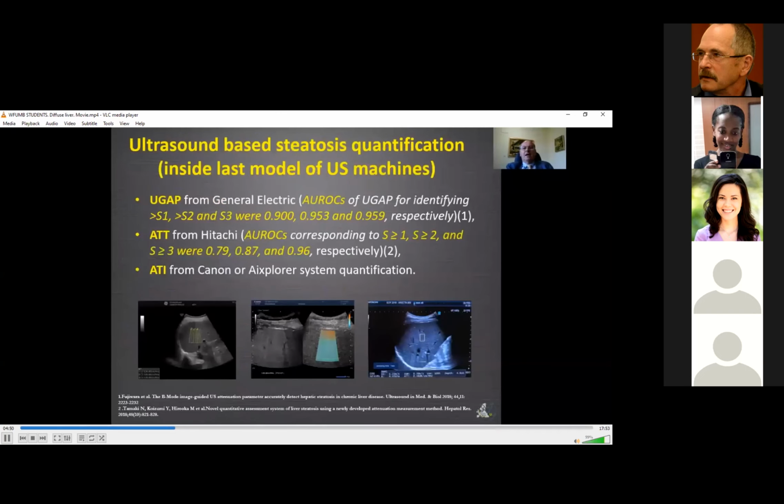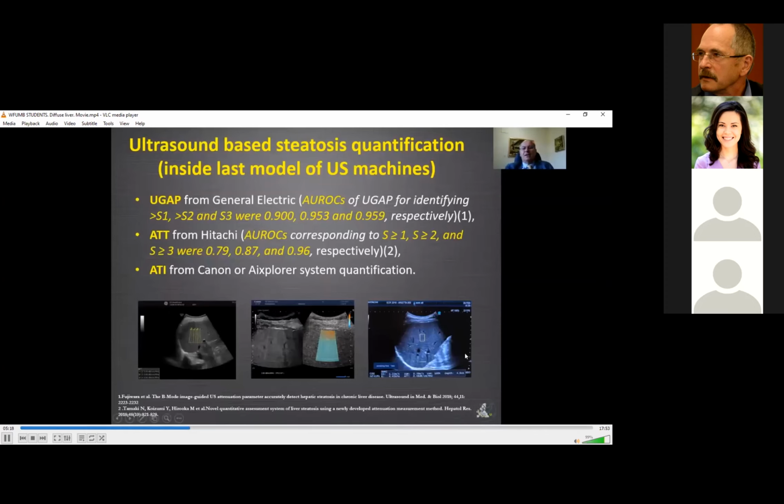Then we have something new in the last years, and this is ultrasound-based steatosis quantification. Because in the latest models of ultrasound machines, we have a module for numeric quantification of steatosis, and you can see in the image different systems of quantification. First is the so-called UGAP, second is ATT, and third is ATI. These make possible numeric quantification of steatosis.